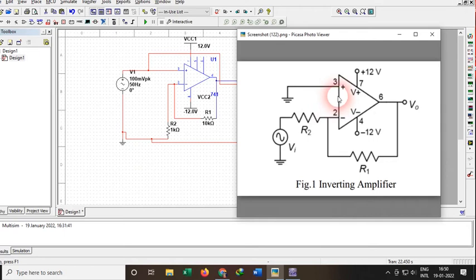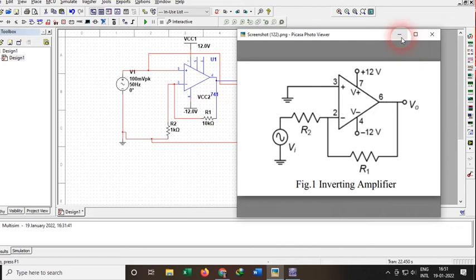So in this case, the gain is minus R1 by R2 theoretically. I'm not going to change the resistance here, and I'm not going to change the value of the input source. So minus R1 by R2 theoretically would be 10 by 1, that would be 10. The gain would be minus because the signal would be of inverting type, that means 180-degree phase shift.